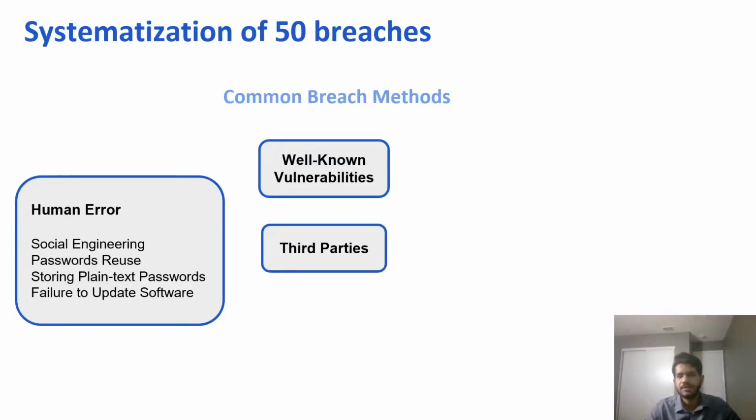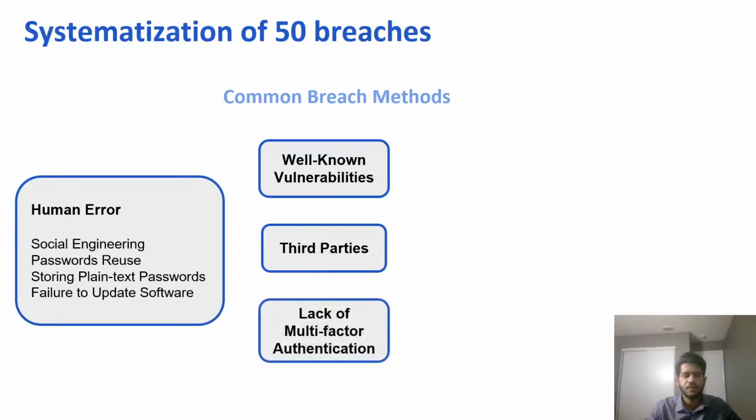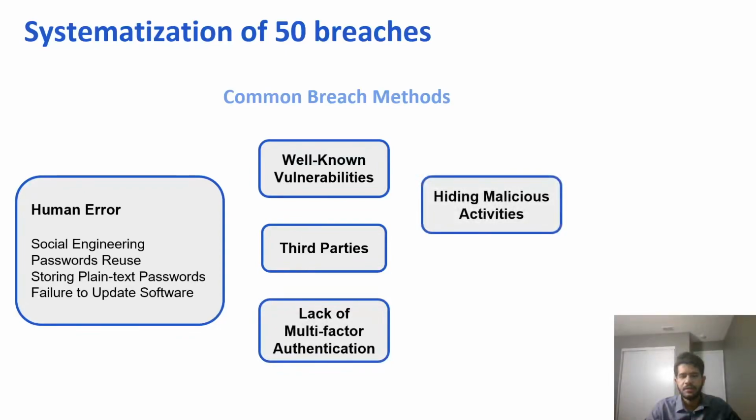The third parties are any entities that the organizations do business with and could include vendors, partners, or software or hardware solution providers. So the attackers would first compromise these third parties and use their access to compromise the victim organizations. We also found attackers exploiting lack of multi-factor authentication. The attackers also often hide the malicious activities using various techniques, such as clearing activity logs or using obfuscated malware. We also found attackers using concurrent attacks to divert the company's attention.